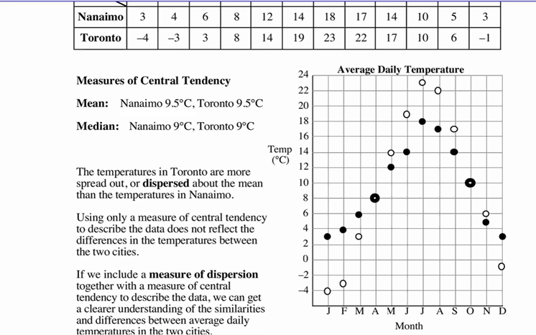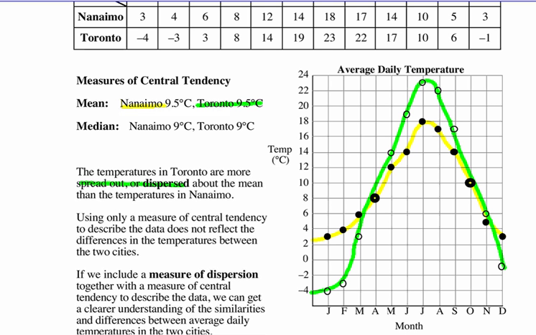So there should be a legend here. If you can kind of see here, Nanaimo was 3, so it's the black ones. I'm just going to outline it so I can see who's who. So that was Nanaimo, and then the other one is Toronto. Okay, so green is Toronto. That way I can see the difference between the two. The temperatures in Toronto are more spread out or dispersed.